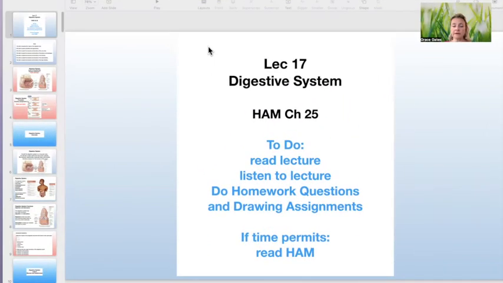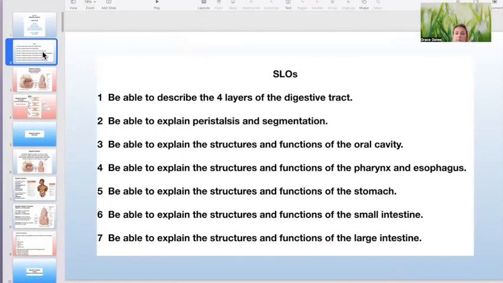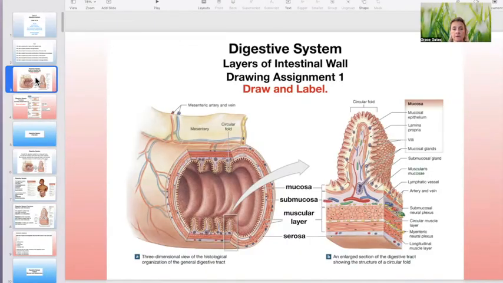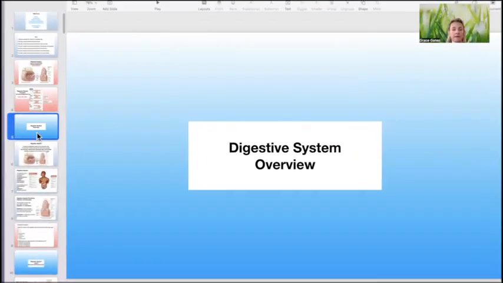Hello, this is a lecture on the digestive system. This lecture is based on Martini's chapter 25. Here are the drawing assignments, and let's begin.